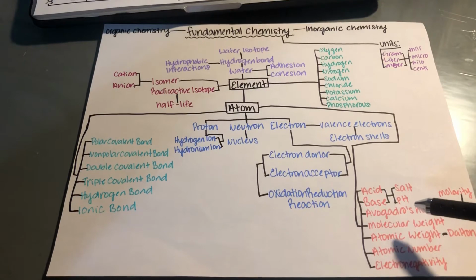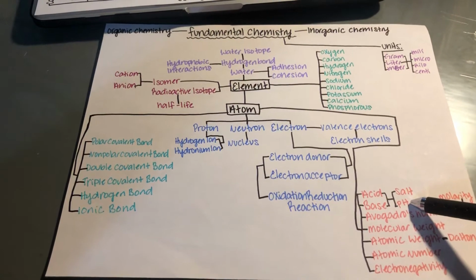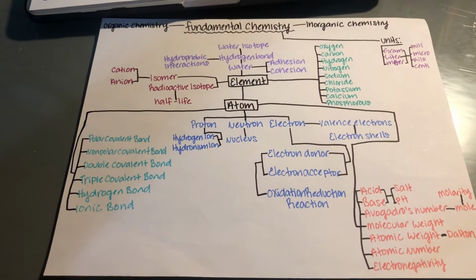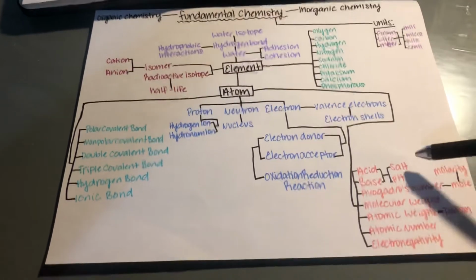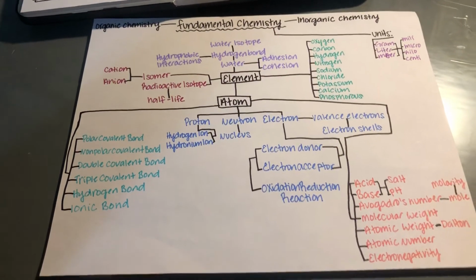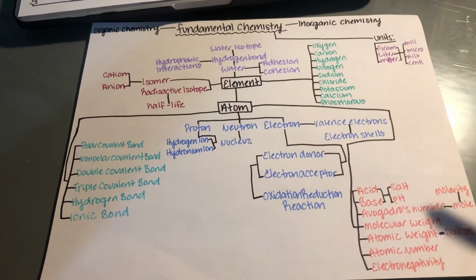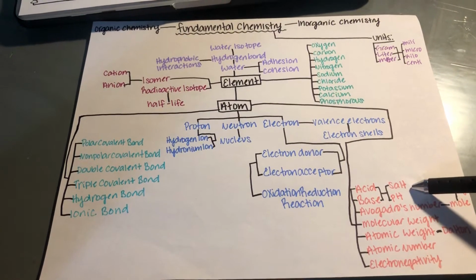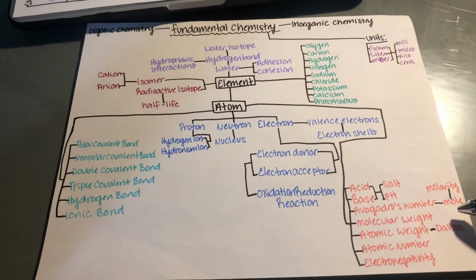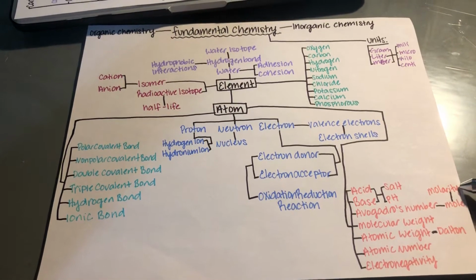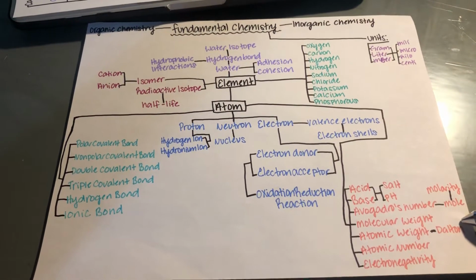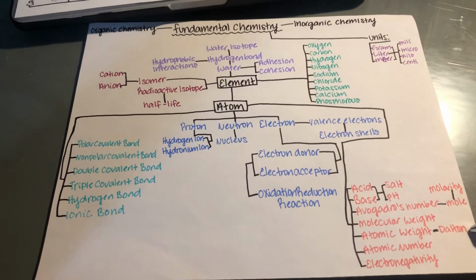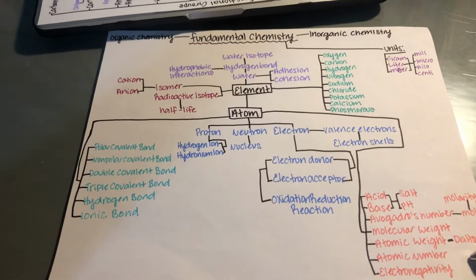Acids and bases, a way that you can classify them or explain them is by their pH. Whenever an acid and base reaction is neutralized, it produces a salt. Avogadro's number is the mole, which gives you the molarity. Molecular weight, atomic weight, which is expressed in the Dalton, and the atomic number and the electronegativity.